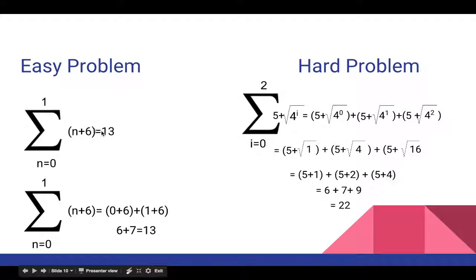Okay, so we're going to do n plus 6, and then we're going to do is equal to 0 plus 6 plus 1 plus 6 is equal to 6 plus 7 equals 13, because we plugged in because we wanted to find out the first term, so that's that. And so when we added it, our answer is 13. Okay, so now we're going to try a harder problem.